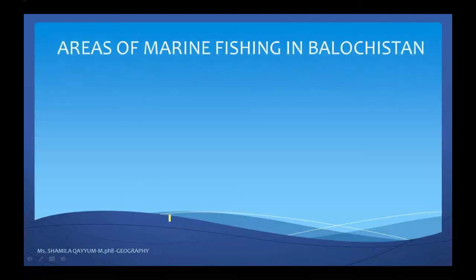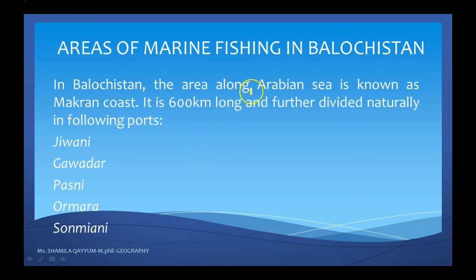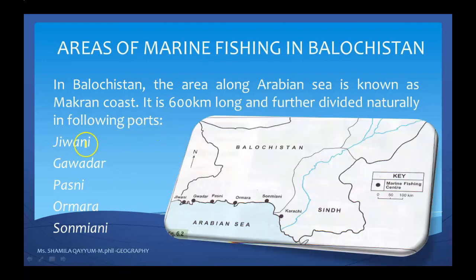Let's discuss the areas of marine fishing in Balochistan. In Balochistan, the area along the Arabian Sea is known as Makran coast. It is 600 km long and further divided naturally into the following ports: Jiwani, Gwadar, Pasni, Ormara and Sonmiani. Look at the map of the coastal area of Pakistan. This area is known as Makran coast and this area is known as Sindh coast. So, Jiwani, Gwadar, Ormara, Sonmiani are famous for marine fishing in Pakistan.